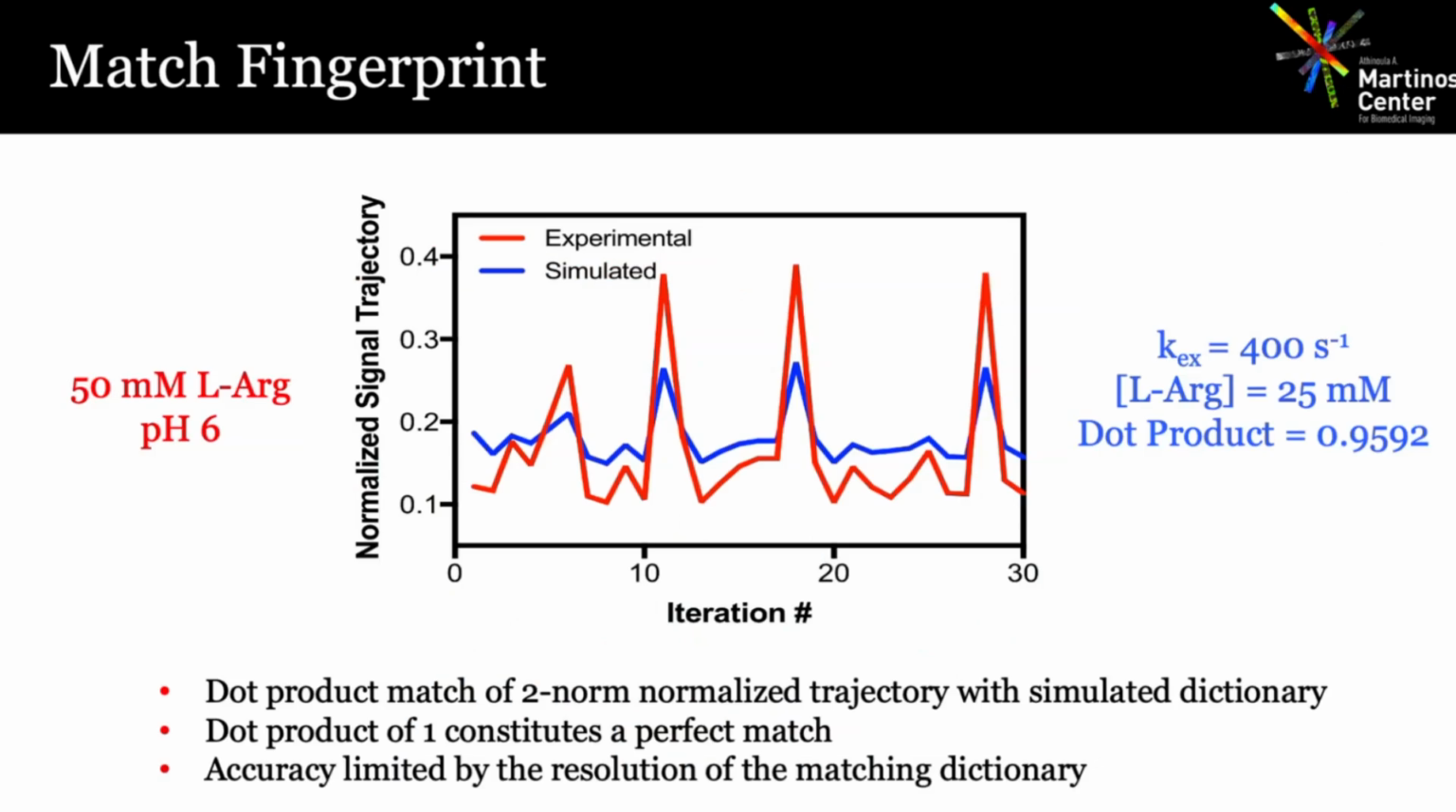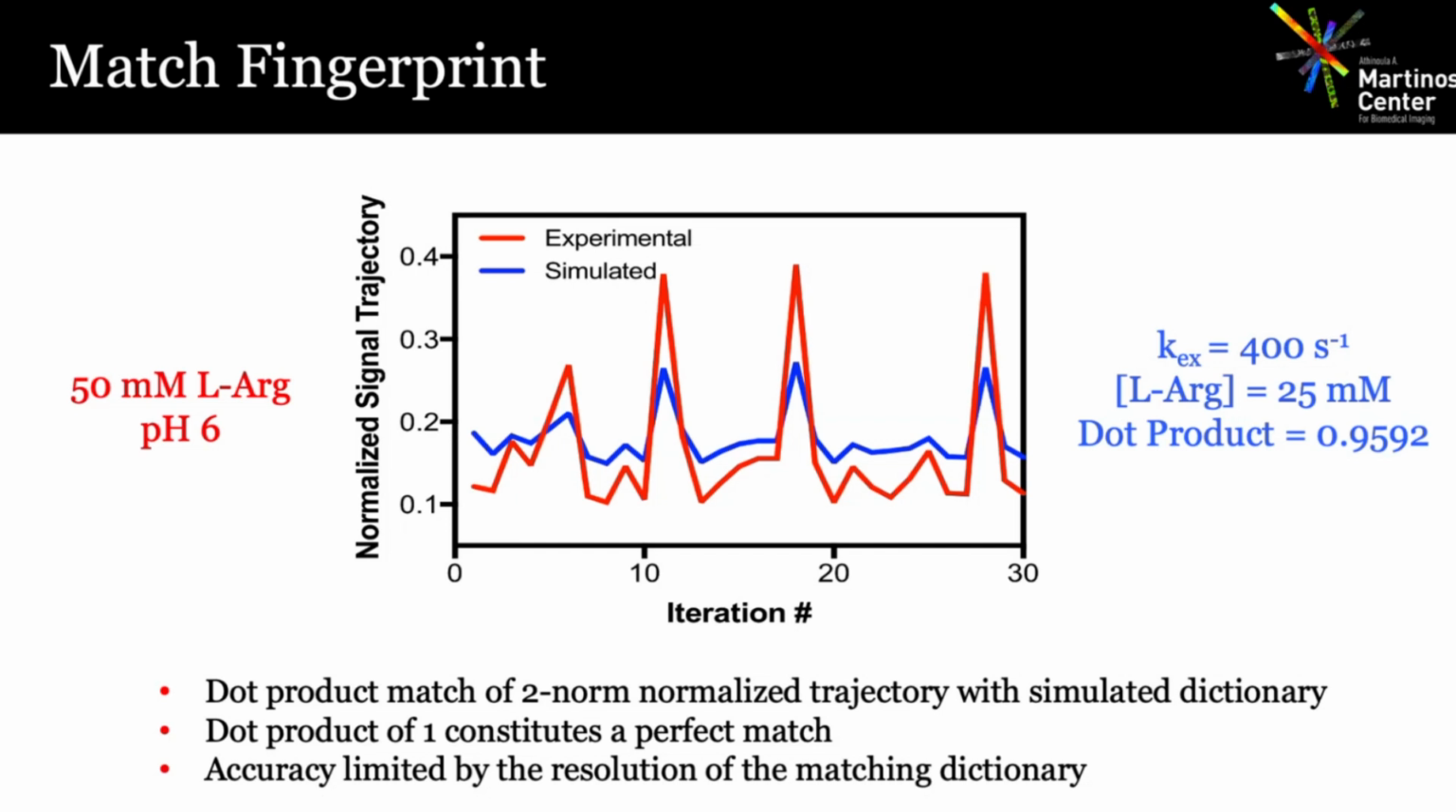And then we're going to match it to our simulated database. So this is just showing you an example of that process. We take the 2-norm normalized signal pattern or trajectory. In red is the experimental signal pattern trajectory, and in blue is an example of a simulated pattern for an exchange rate of 400 per second and 25 millimolar for L-arginine. And you see you don't get a good match.